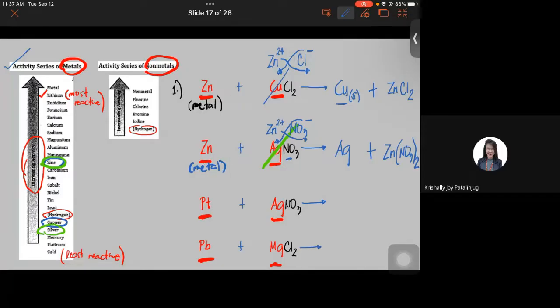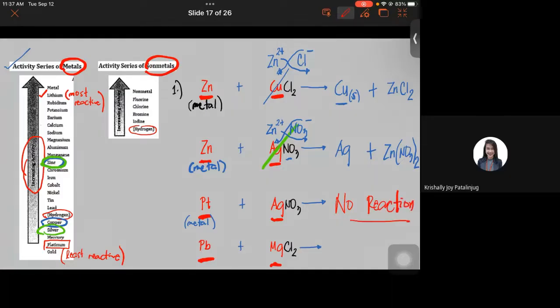Okay, again, next, platinum plus silver nitrate. Platinum is also a metal, so it will attempt to displace silver. But the question here, can platinum displace silver, yes or no? That's your answer. No. Platinum is one of the least reactive metals based on this series. Therefore, no product. Just write no reaction. Okay, no reaction at all.